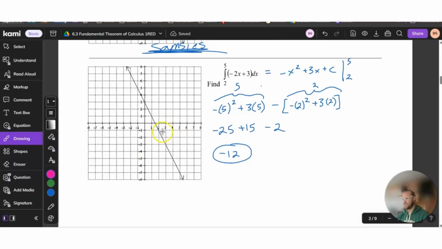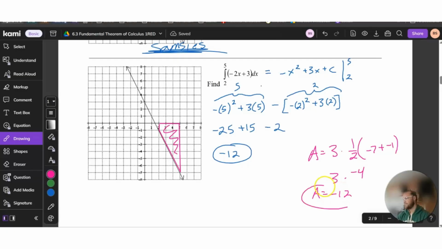So we're going from 2 to 5. Do you notice that that is the exact same shape as before? It's just underneath. So the area is going to be 3 times the average of my two heights, which are negative 7 and negative 1. 3 times negative 4. Bam. Negative 12.